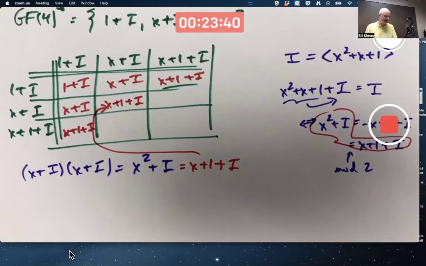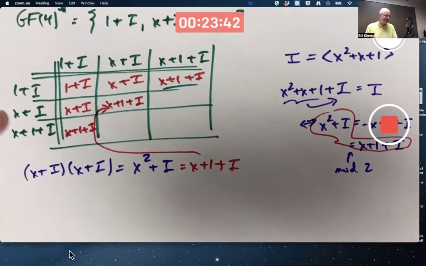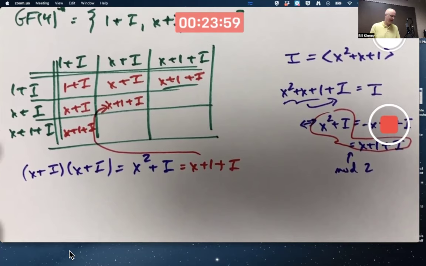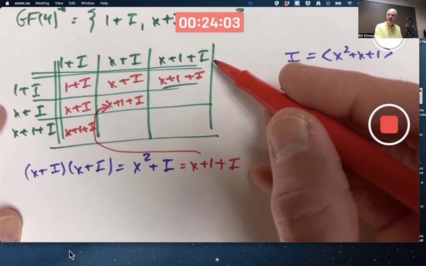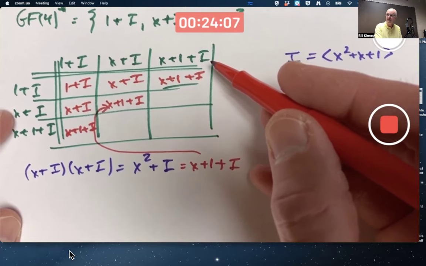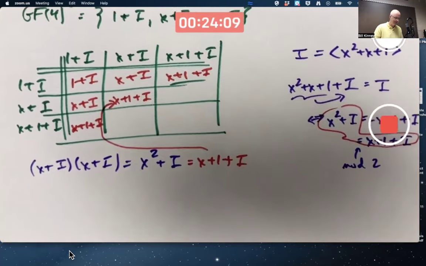It had to be that because we know these non-unity elements have to both be generators of the cyclic group of order 3. So when I square this element, it's got to be the other non-identity element. If I multiply it times x plus 1 plus I, we know ahead of time it's got to be the identity element. These two things have to be multiplicative inverses. Check it.